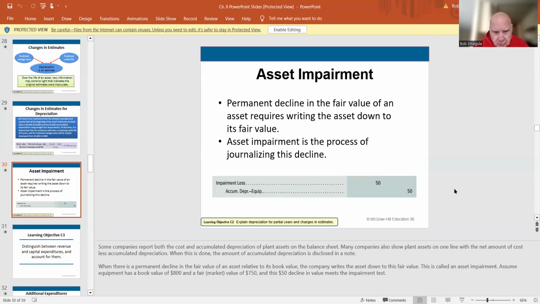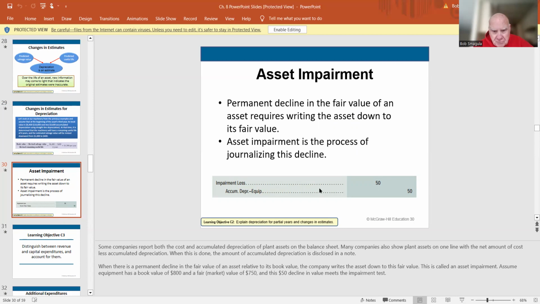Asset impairment. Permanent decline in the fair value of an asset requires writing the asset down to its fair value, which could be 0. Asset impairment is the process of journalizing this decline. You bought a machine for $50,000 to make a product. Unfortunately, the product it was making was VCRs. Nobody buys VCRs anymore. You have a machine that can really make them, though, except nobody's buying them. That machine is impaired. It's not going to get you any future benefits.